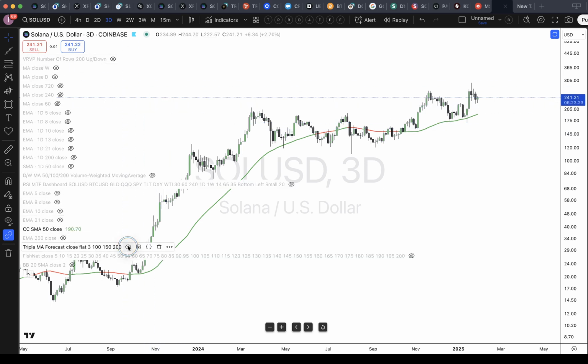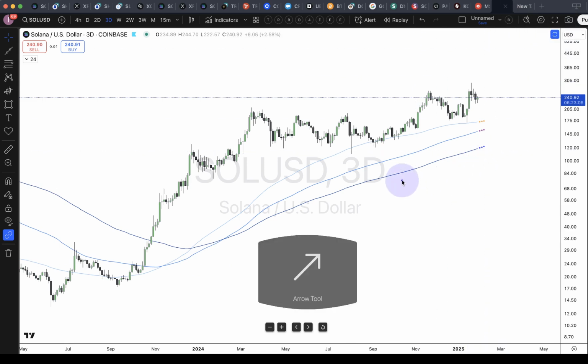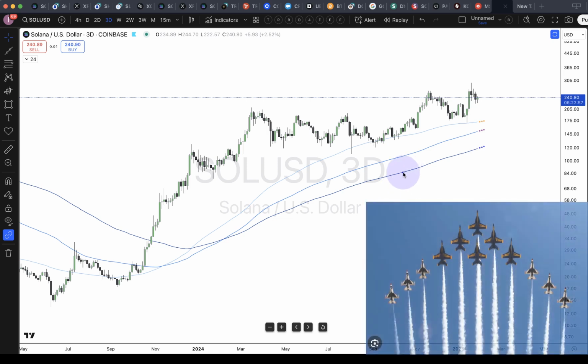Actually, you know what? I got one more. Shoot, I've got one more before I get to my favorite. So this is called the triple MA forecast. This is the SMA 100, 150, and 200. And let me explain. I've done this in one of my other videos, but we've got the 200, 150, and then the 100. This is an absolute textbook setup right here.